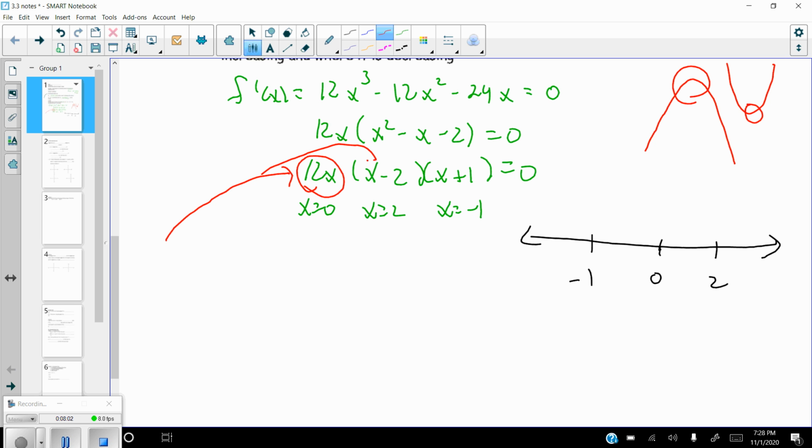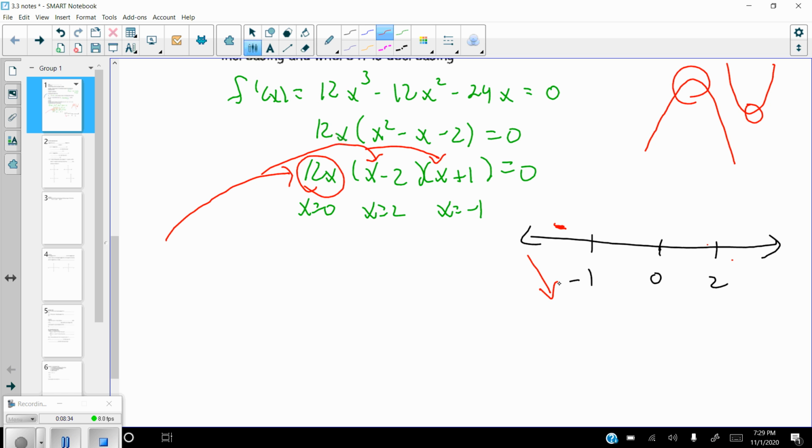If I plug negative 2 in here, negative 2 minus 2 is a negative number. So far I have a negative and a negative. And if I plug negative 2 into here, negative 2 plus 1 is also a negative number. So what I have are 3 negatives being multiplied together, which means it's going to be negative there. And since the derivative is negative, that means the function is decreasing, coming down. That's what a negative slope means. It means the function is decreasing.